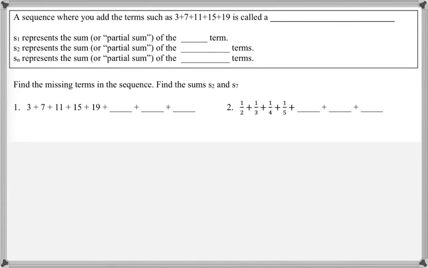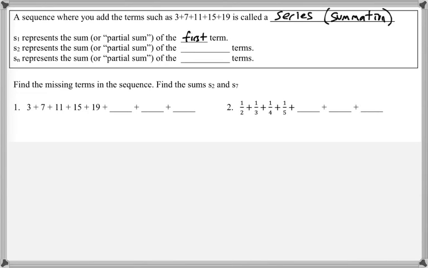A sequence in which you add the terms is called a series. And sometimes it's called a summation. So normally in a sequence we just list out the terms, but in a series you list them out and then you add them up. So S1 is notation for the sum, or sometimes it's called the partial sum, of the first term, which would really just be the first term.